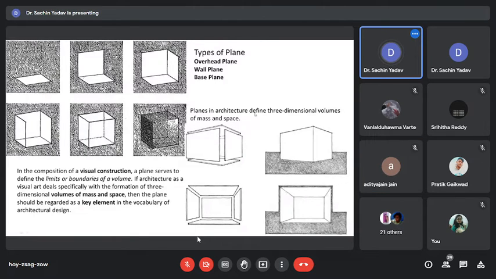If you want to show a three-plane view, there must be a base plane where you have to highlight the flooring, the lower surface, right? That surface you can define with the help of lines, with the help of points, right? Are you getting my point?